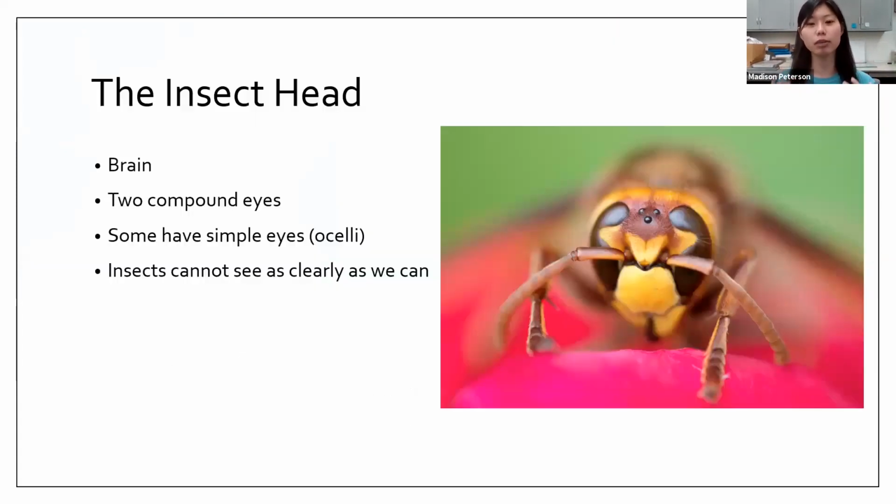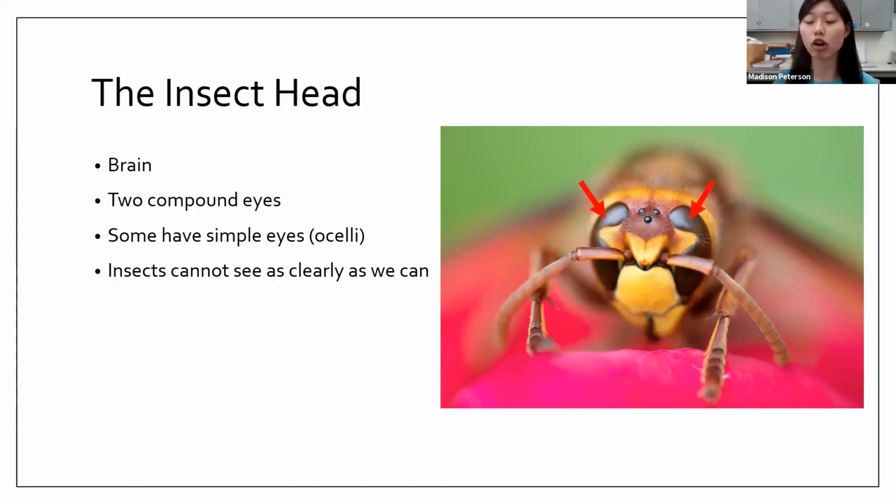So let's talk a little bit about the insect body and what makes insects really cool. Starting off with the head, the first segment, insect heads have brains, of course, just like us. And like all animals with brains, they're gathering information from all over the body, from the eyes and the antennae and from the hairs on their body. And they're processing that information in the brain.